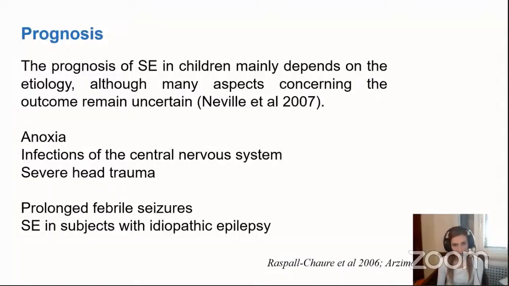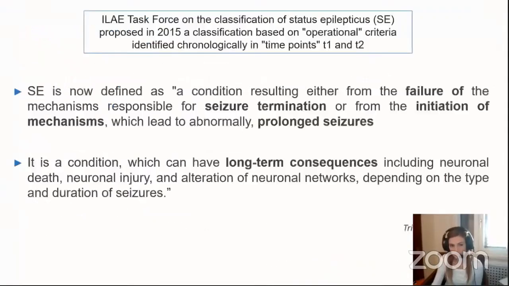The prognosis of SE in children mainly depends on the etiology, with the worst prognosis associated with anoxia, infections of the central nervous system, and severe head trauma, and the best prognosis associated with prolonged febrile seizures and SE in subjects with idiopathic epilepsy.